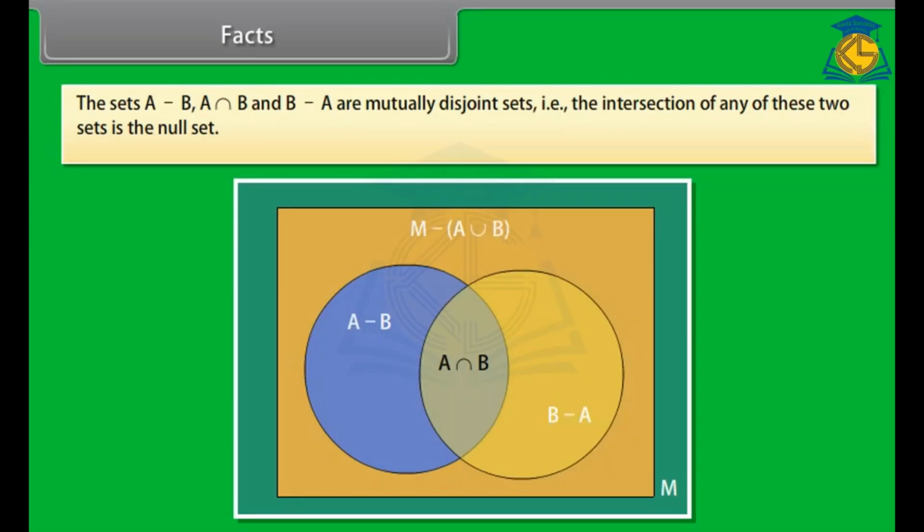facts. The sets A minus B, A intersection B and B minus A are mutually disjoint sets. That is, the intersection of any two of these sets is the null set.